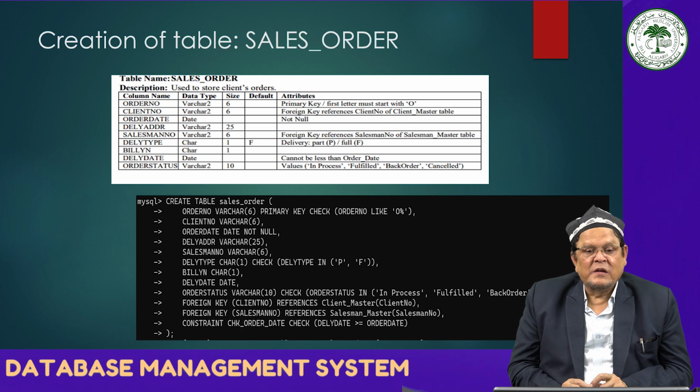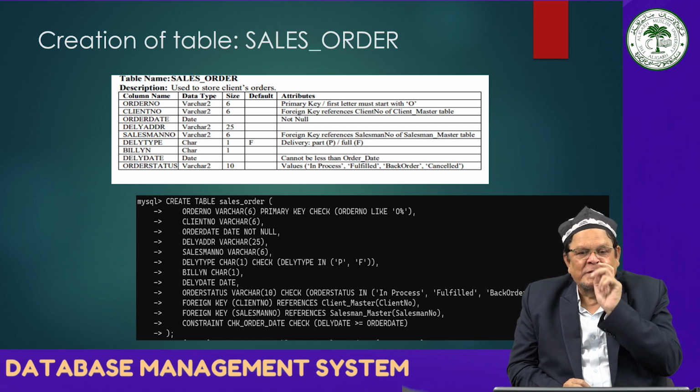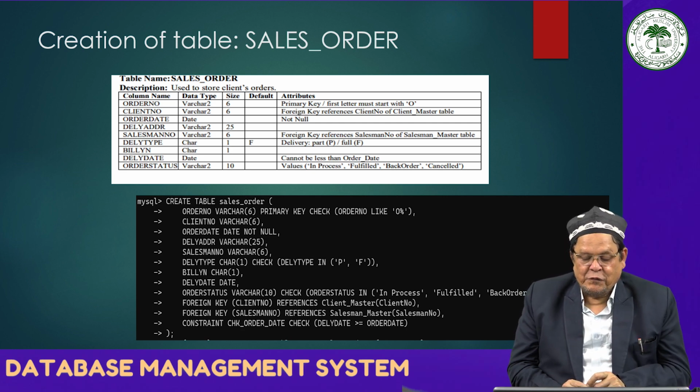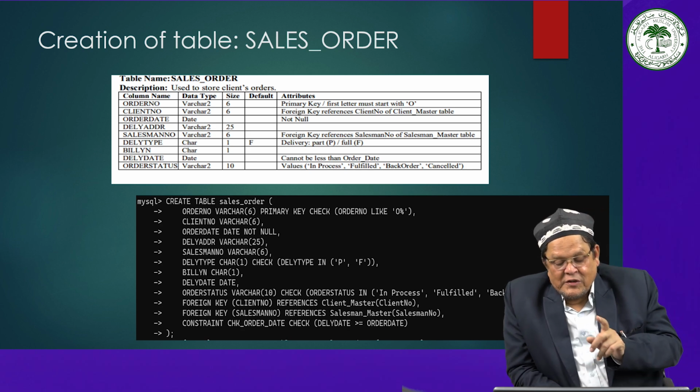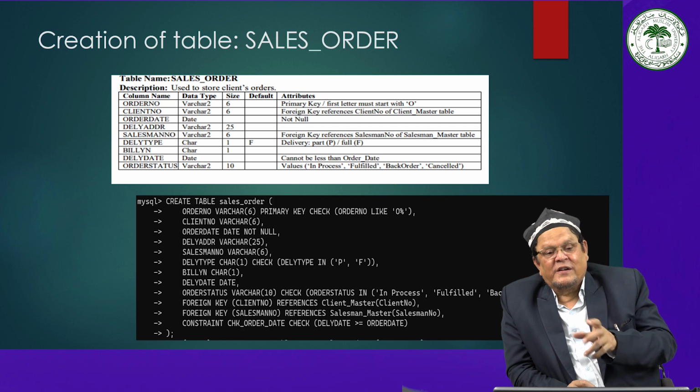Foreign key by salesman number it is given. So salesman number, reference salesman master within bracket salesman number. And then constraint check order date. Check order date, it means delivery date must be greater than order date.